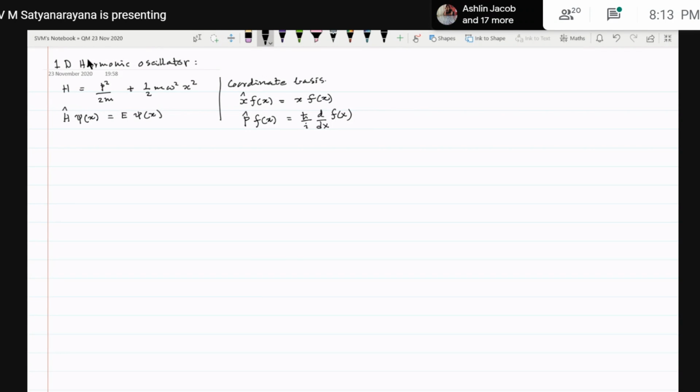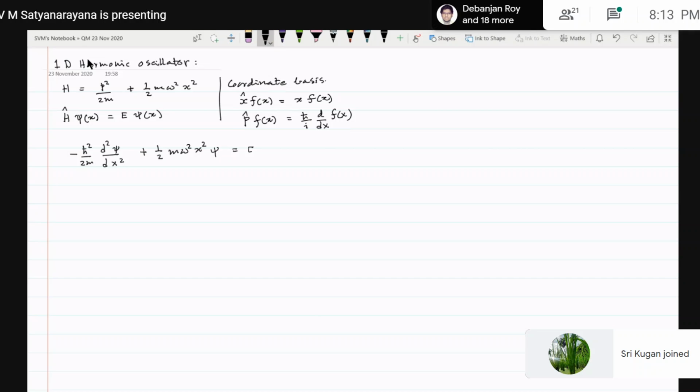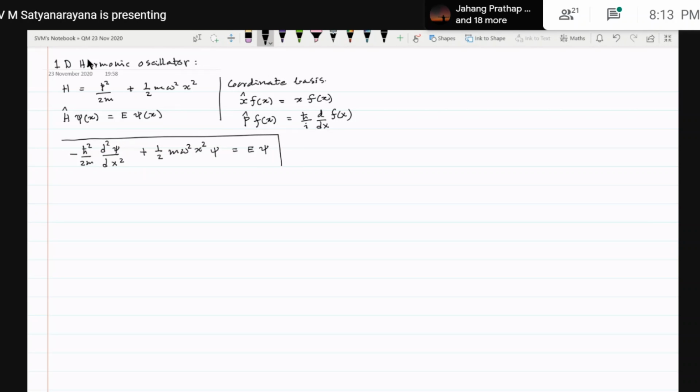And then our H psi equal to E psi will be an equation like this: minus h bar square by 2m into d square psi by dx square. This is p square by 2m, plus half m omega square x square into psi is equal to E psi. So this is what you call the time independent Schrodinger equation, or it's a statement of an eigenvalue property.